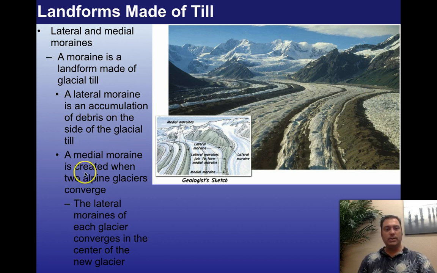A medial moraine is created when two alpine glaciers converge. So this is kind of a cool picture because back here you can actually see one glacier here. There's another one that's coming in from around the hill over here. And they have their own lateral moraines on each side, but when they converge, those moraines actually converge. So we see this glacier is here, it's moving like this, and this one is over here, and in the middle, there are the lateral moraines of the two combined. Okay, and that's what this is showing right here. So these are called medial moraines.